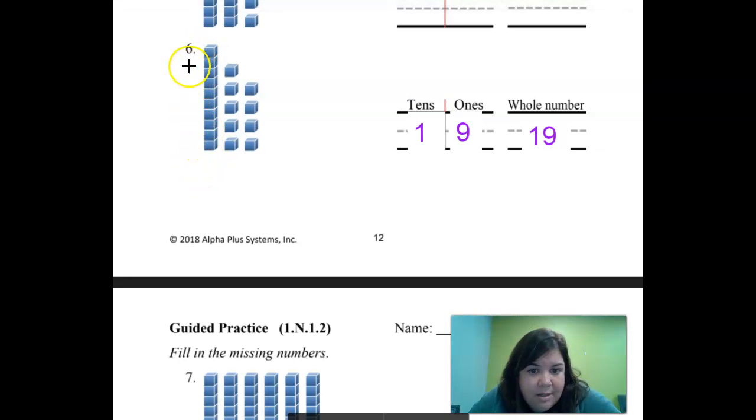Only 1 ten. That was really easy. There's a lot of these though. 1, 2, 3, 4, 5, 6, 7, 8, 9. Did you count 9? 9 ones, which makes the number 19. I hope that's what you got.